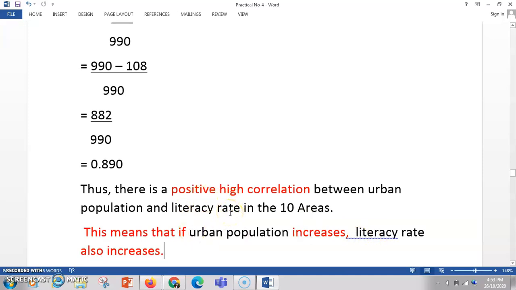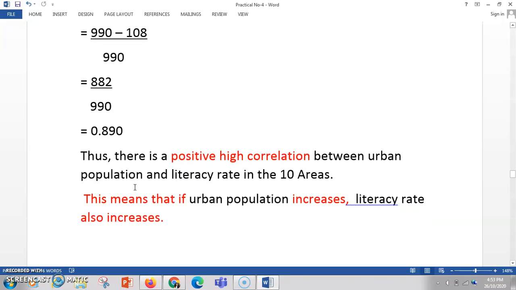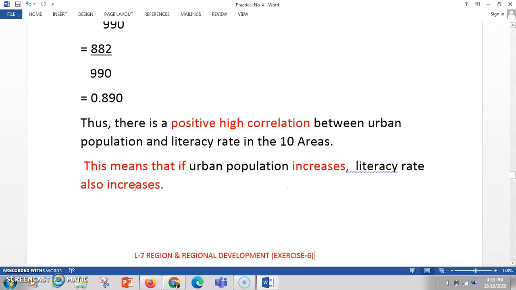So by this you can conclude that if urban population increases, definitely the literacy is also going to increase. Okay. So this is the conclusion which you can draw with the help of data analysis using the rank correlation method by Spearman's correlation formula. Okay, so this is only the one example which is given in practical number 4.